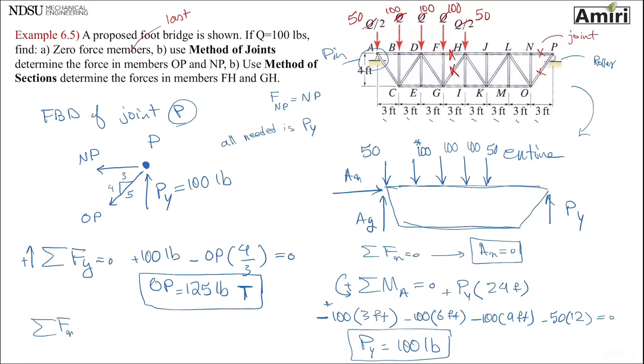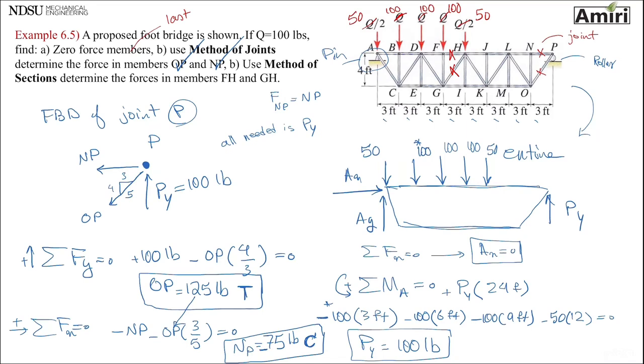Okay. So that one is done. Summation of forces in x direction being 0. I have minus NP minus OP 3 over 5 this time equals 0. OP, I found it to be 125. This will give me NP of minus 75 pounds, and that means it is compression. Okay, so I did part B, method of joints, find OP and NP.